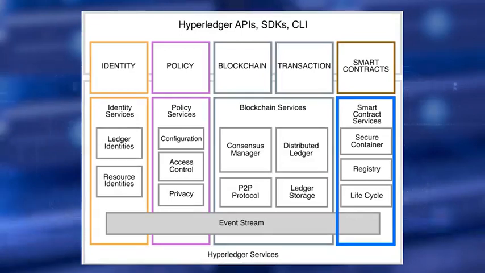Only full nodes, called the validating nodes, include the smart contract services. This service also provides the secure container equivalent to Ethereum virtual machine, registry, and lifecycle management functions. Java Virtual Machine that runs bytecode typically serves as the computational environment for the smart contract execution.